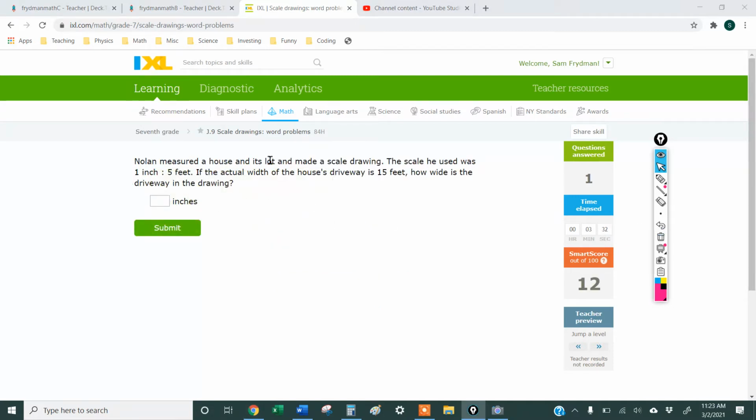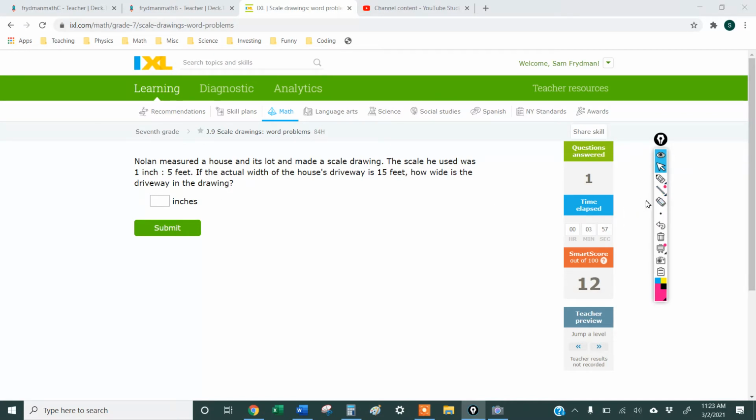Nolan measured a house and its lot and made a scale drawing. The scale he used was 1 inch corresponds to 5 feet. Okay, so here they give you what's called the unit scale. Unit because one of these numbers is 1. And we have to figure out something else. What do we have to figure out? If the actual width of the house's driveway is 15 feet, how wide is the driveway in the drawing?